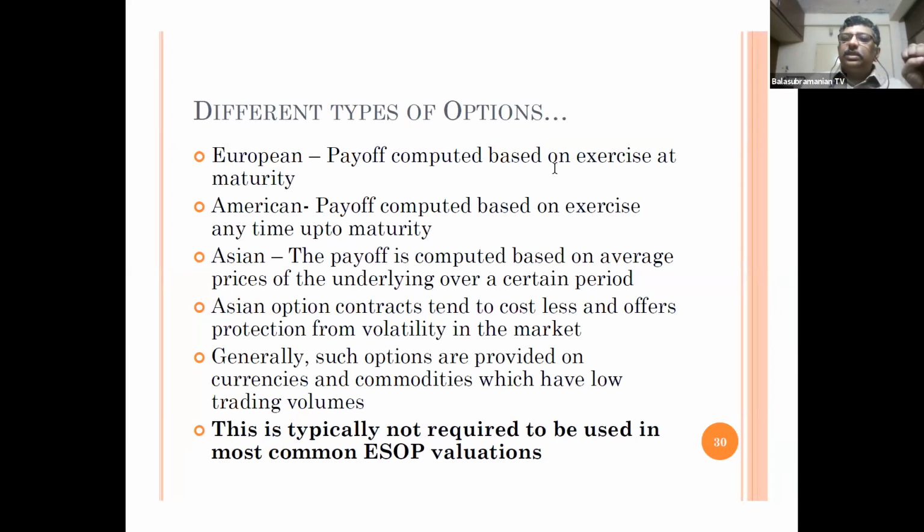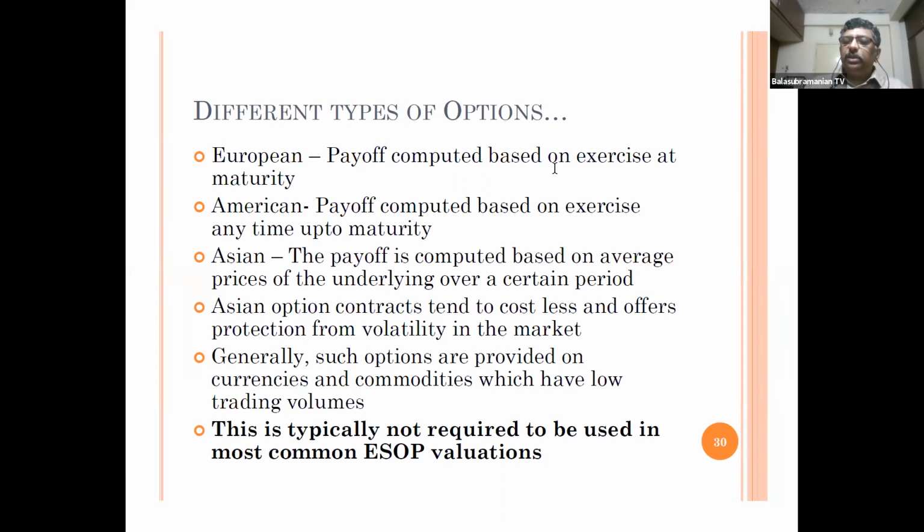So first, let's understand the different types of options. European options are those where the payoff is computed based on exercise at maturity, which means it can be exercised only on that date. American options can be exercised anytime up to maturity. Now, Asian option is a third type, available internationally. The payoff is computed based on average prices of the underlying over a certain period.